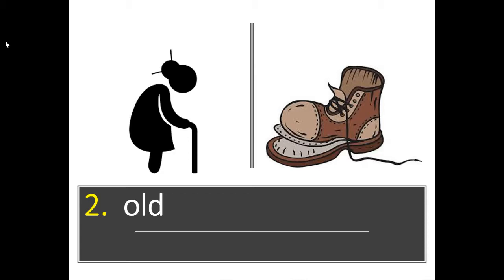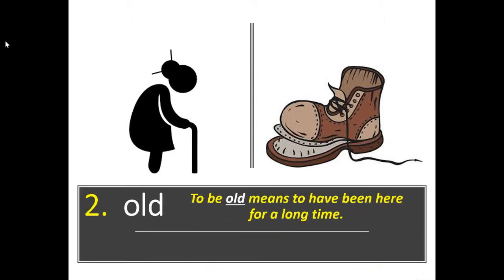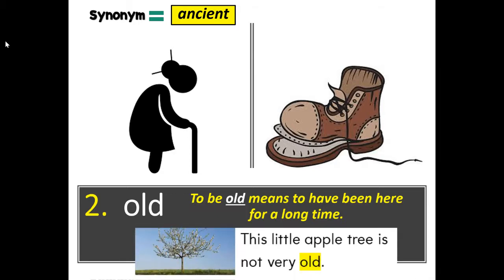Old, O-L-D, old. To be old means to have been here for a long time. So a synonym, or word that means the same, is ancient. To be ancient or old means to have been here for a long time. So this little apple tree is not very old. You could also say this little apple tree is not very ancient, because ancient is similar to old.